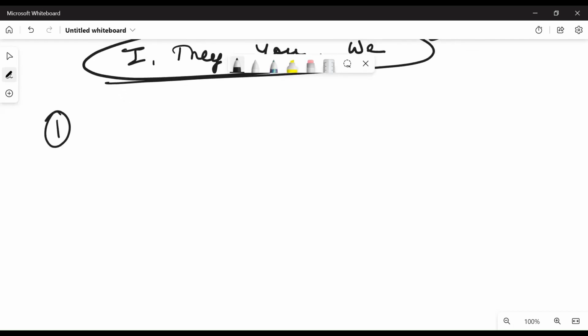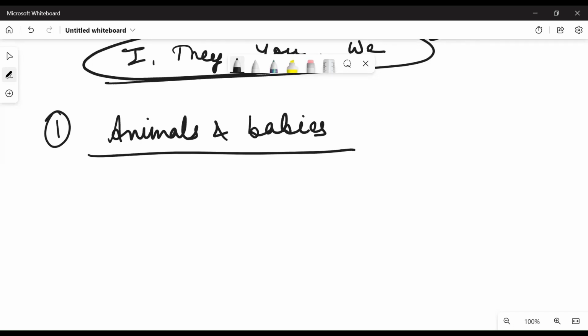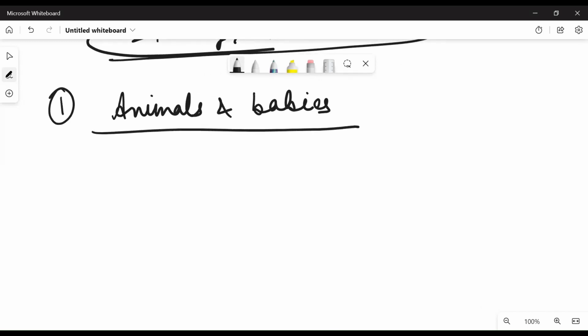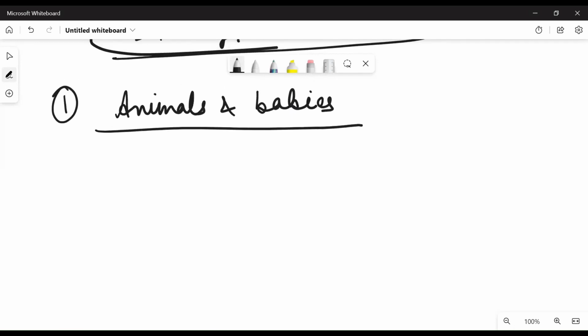So the first thing is about animals and babies. When we did personal pronouns, I told you that whenever we have to use pronouns for masculine gender, he is used. For feminine, it is she. The second person pronoun is you. First person is I, we. We talked about singular, plural. So for animals and babies, these are also nouns. For animals and babies, we always use the impersonal pronoun, that is it.